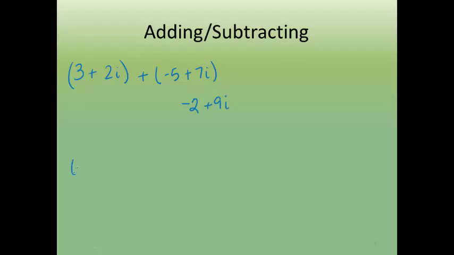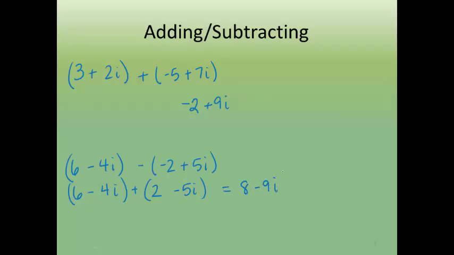If I had, let's say, 6 minus 4i, and I wanted to subtract negative 2 plus 5i, again I'm going to combine the real parts and the imaginary parts. For this, I have to subtract both of these pieces: I have to subtract the negative 2 and I have to subtract the 5i. So I might want to rewrite this as adding a positive 2 and subtracting the 5i. Again, the parentheses are only there to show you what the two complex numbers are. Once I do this, I get 8 minus 9i. So this is just two examples of adding and subtracting.